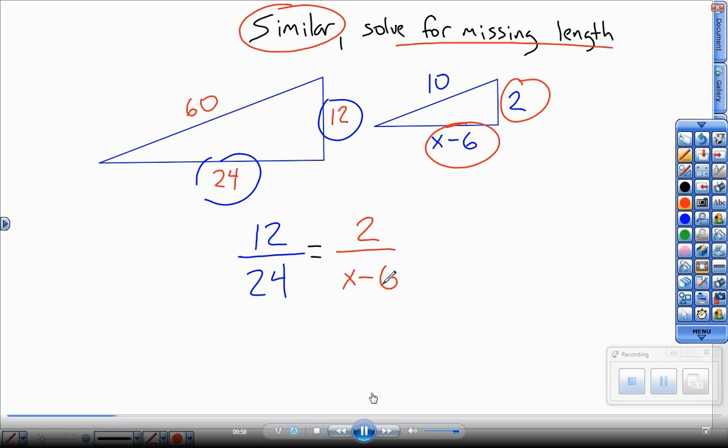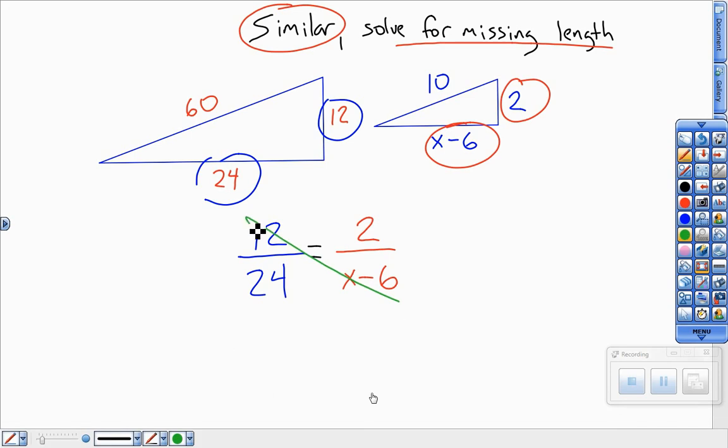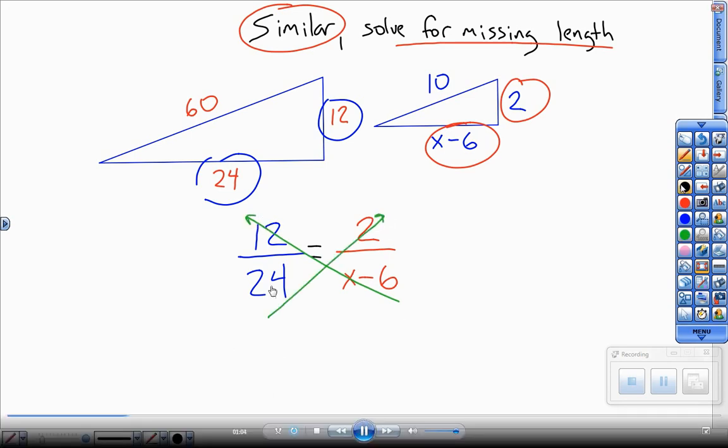The second word is can. Alright, so when I crisscross multiply, this way is going to give me the whole number 48. This way I have to distribute 12 and then parentheses x minus 6. 24 times 2 gives me 48. That's how I get that 48 number right there.